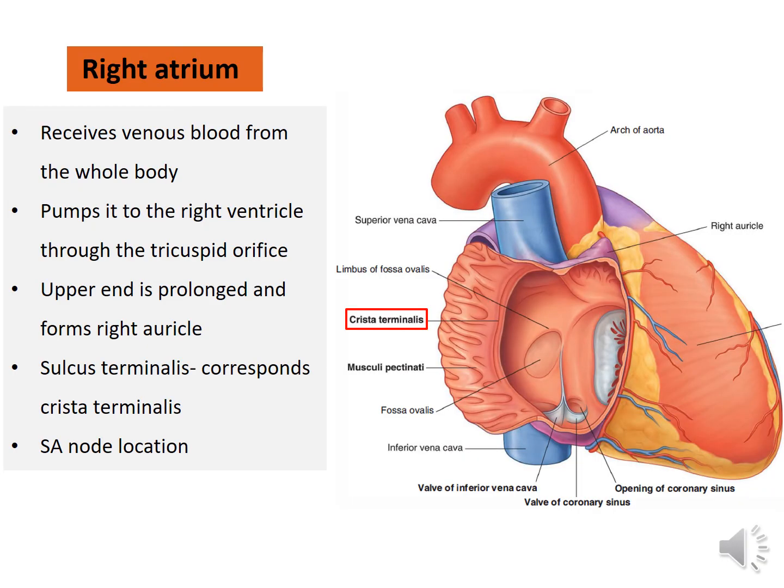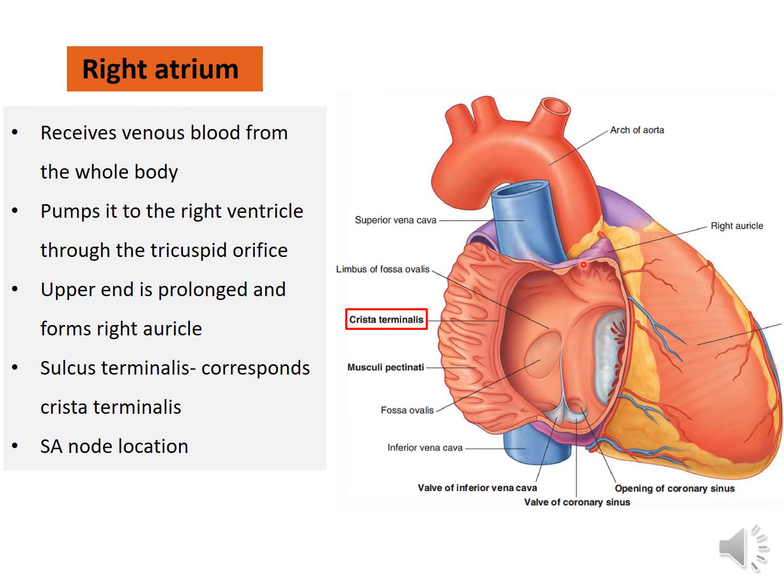Now we will move on to the interior. First we talk about the atria, particularly the right atrium. The right atrium receives venous blood from the whole body through the superior vena cava and inferior vena cava, and then it pumps the blood through the atrioventricular orifice into the right ventricle. The upper end of the right atrium is prolonged and forms the right auricle.